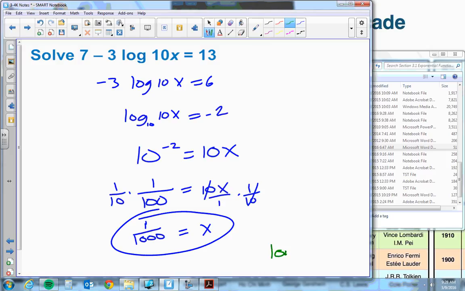Tell me something real quick. If I ask you log base 10 of 100th, what does that equal? -2, yeah, because 10 to the power -2 is 100th. Now watch. If I took my answer, plugged it in right here, what is 10 times 1,000th? Or 100th? So you get log of 100th, which we already said is -2. And then -3 times -2 is 6, so it's 7 plus 6, which is 13, which means we're right. You should be able to check your answers.